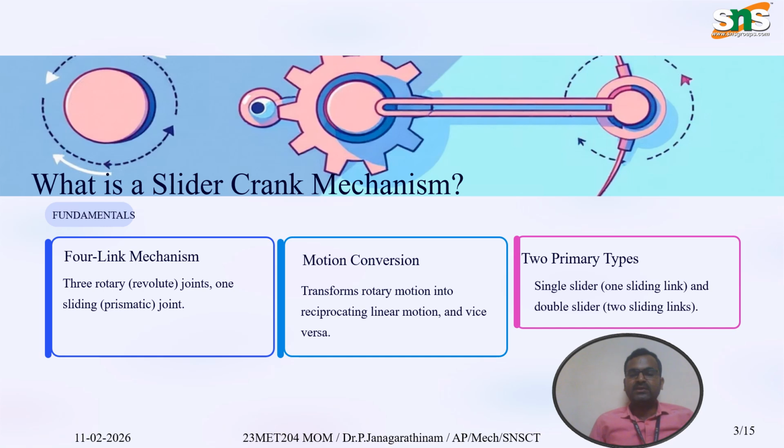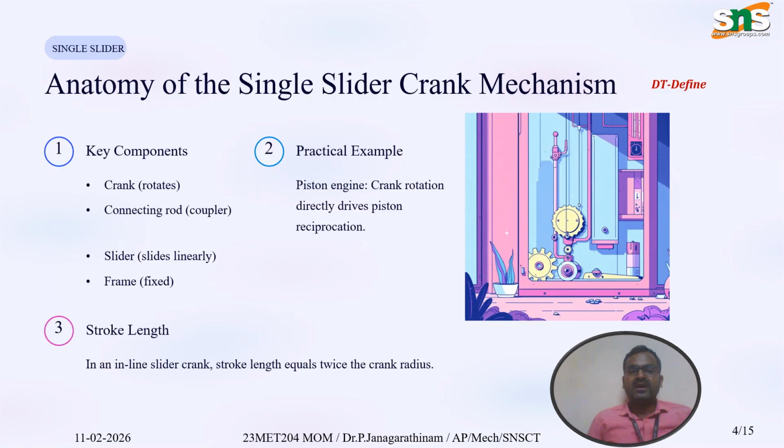So what are the basic two types of slider crank mechanism? The first is the single slider crank mechanism, which has one slider, and the second is the double slider crank mechanism, which has two sliders. And this is the anatomy of the single slider crank mechanism. The key components are the crank, the connecting rod, the slider which slides linearly, and the frame, which is the fixed base.